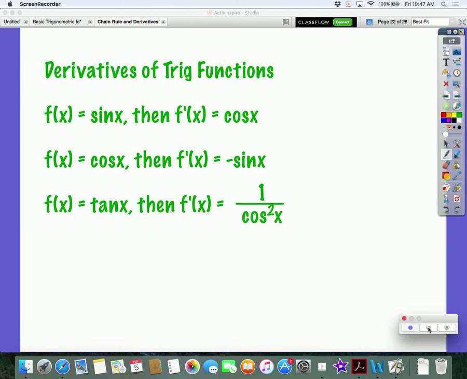So, derivatives of trig functions. That's the last little bit we covered on your quiz. Here are your respective trig functions. If you have sine, the derivative is cosine. If you have cosine, the derivative is a negative sine. Okay, it is a negative sine. And then the derivative of tangent is 1 over cosine squared x.